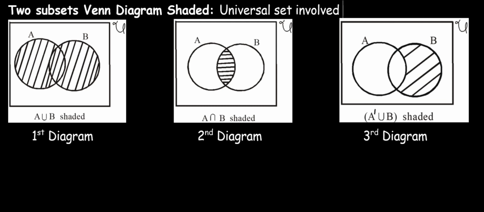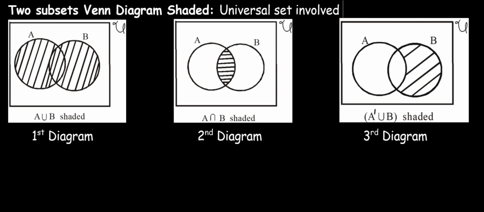Now, the second diagram, A intersection B shaded. That is what is common between the subset A and B being shaded. Whereas the other part of A is left unshaded, the other part of B is left unshaded, and the universal set is left unshaded.